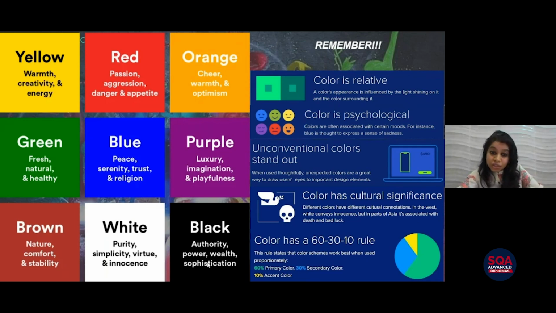Then, color which has a cultural significance, like I told you, each color has a meaning. White, for example, is about purity, simplicity, and innocence. White is also an example for most of Asia: when someone has passed away, you would use white color to depict that. So some colors are very culturally significant, and each color has its own meaning.